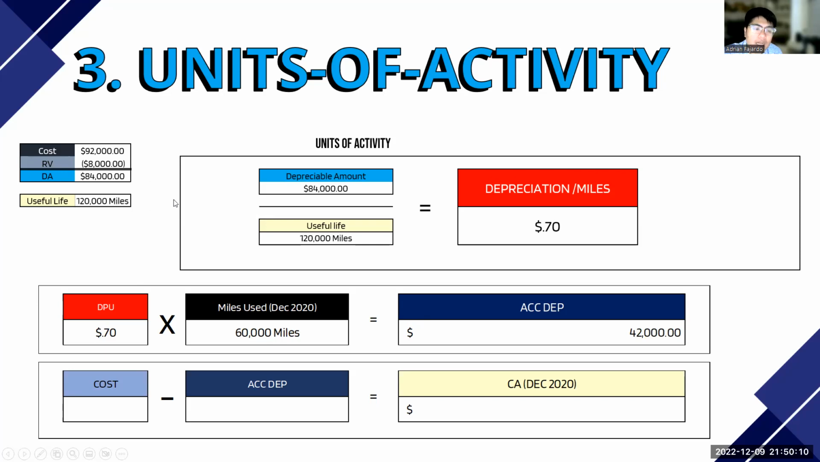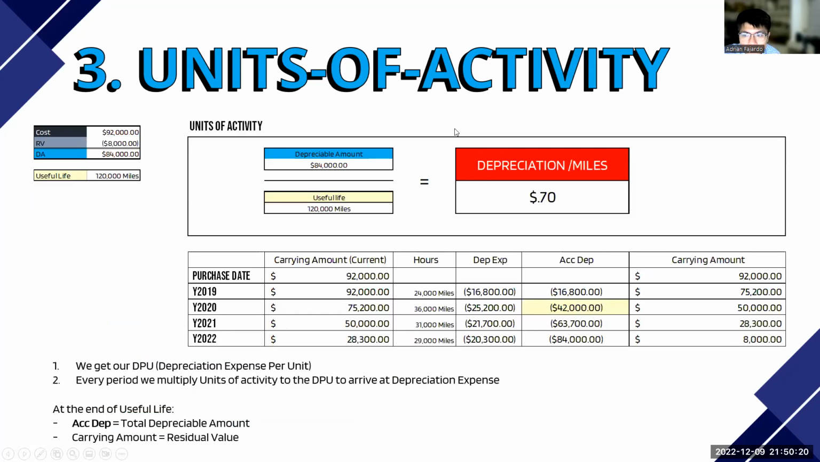And then if the extension of the problem is what's the carrying amount in December 2020, it's just basically 92,000 minus 42,000, and the carrying amount is 50,000.